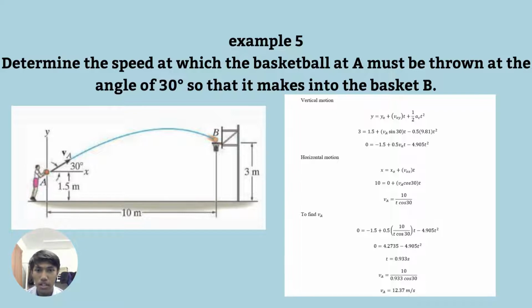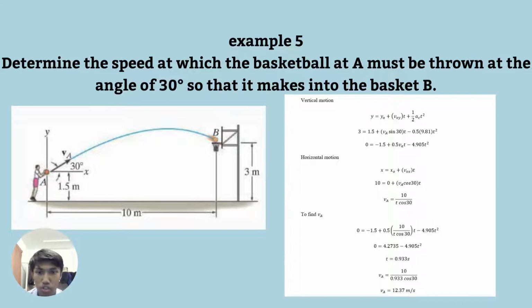Now I will continue with example 5. Determine the speed at which the basketball at A must be thrown at the angle of 30 degrees so that it makes it into the basket. To get this question solved, we need to find the vertical motion first, then horizontal, and when we want to find VA, we use the results that we get for vertical motion and horizontal motion.